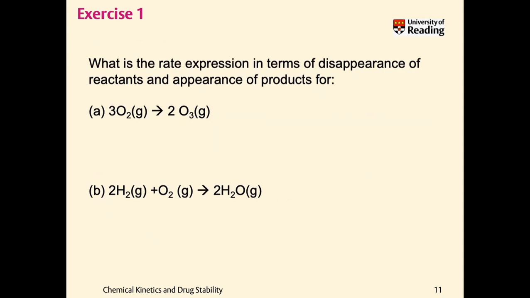So here is the first exercise that I would like you to try to do. I want you to pause the lecture here and try this exercise. The answers are on Blackboard, so I won't tell you the answers during this lecture. You can do this at any time, but since we've just covered this material, this would be a good time to have a go. What is the rate expression in terms of disappearance of reactants and appearance of products for these two reactions?